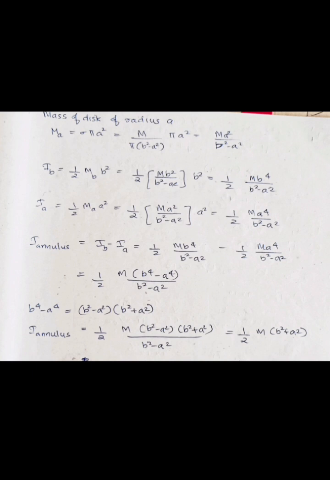We know that b raised to 4 minus a raised to 4 is equal to (b square minus a square) into (b square plus a square). Then I annulus is equal to half M into (b square minus a square) into (b square plus a square) divided by (b square minus a square), that is equal to half M into (b square plus a square). So this is the answer.